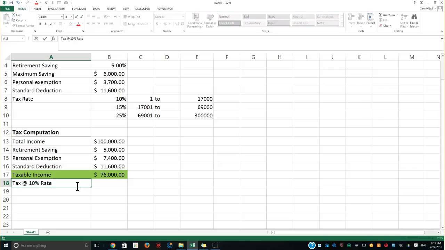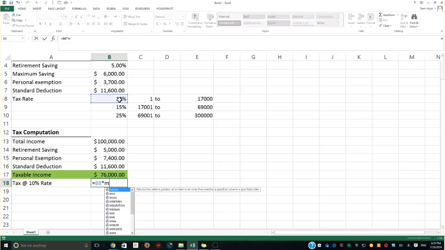So remember, only the $15,000 is going to be taxable at that amount, which is 10%. So what we're going to do here is make sure that we do it correctly. We're going to look at this one here, start with an equal sign, this one here, multiplied by the minimum of either this or this.